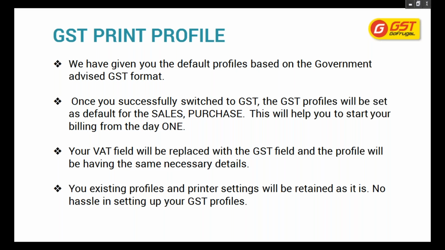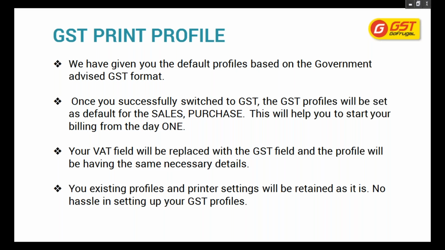The default profiles will have all the details starting from the GST number, state name, state code, HSN number, and tax-wise split up. Tax-wise split up in the sense CGST amount, CGST percentage, SGST amount, SGST percentage, IGST amount, IGST percentage, and goods value. So all the tax-wise split up calculation is provided in the default profiles for all the products.